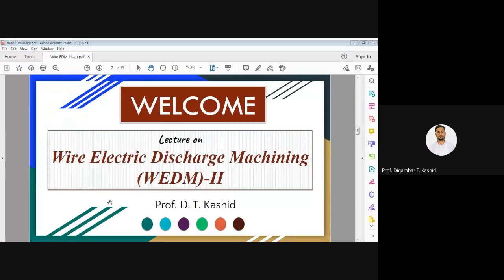So, in continuation of our last lecture, which is related to wire-related discharge machining, that is wire EDM. Last lecture we studied the introduction to wire cut EDM. Then we discussed the working principle of wire EDM. And today we are going to start with the different or various elements of this wire cut EDM process.